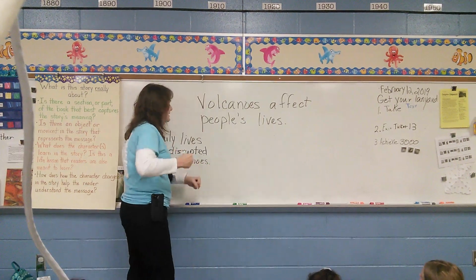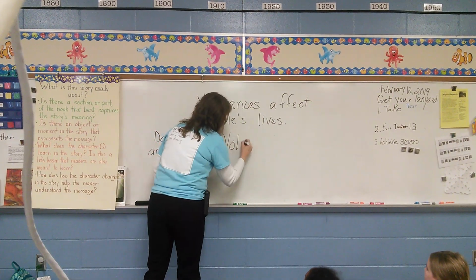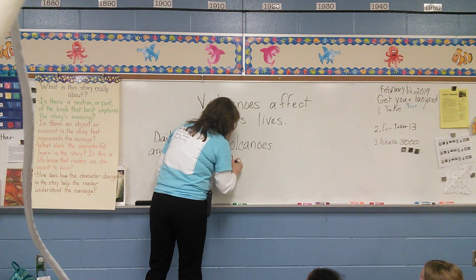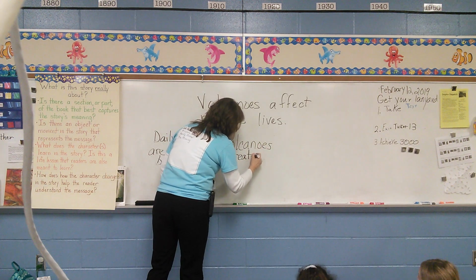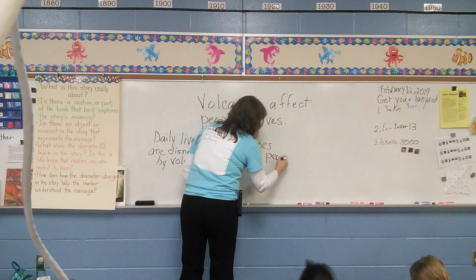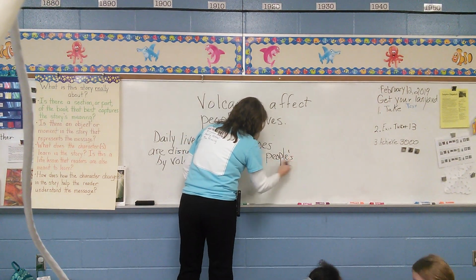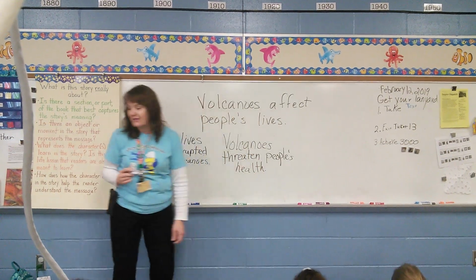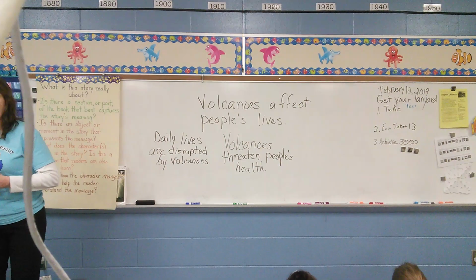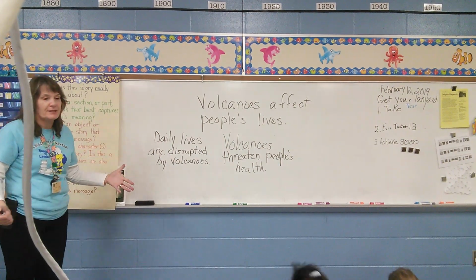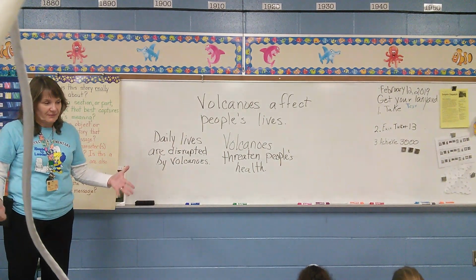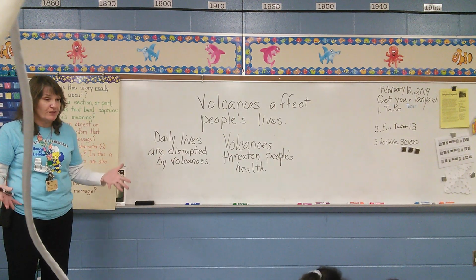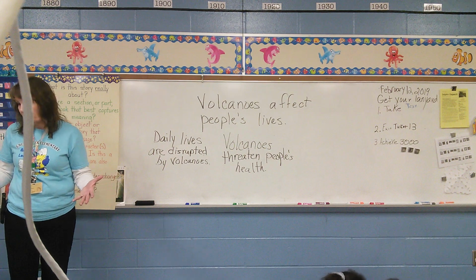Okay, so we can say something like volcanoes threaten people's health. Now, there's lots of ways that you can say it. You don't exactly have to say it that way. You can say something like volcanoes are a health risk. They're a health risk. Okay? They talk about why it's risky to live near our volcano.